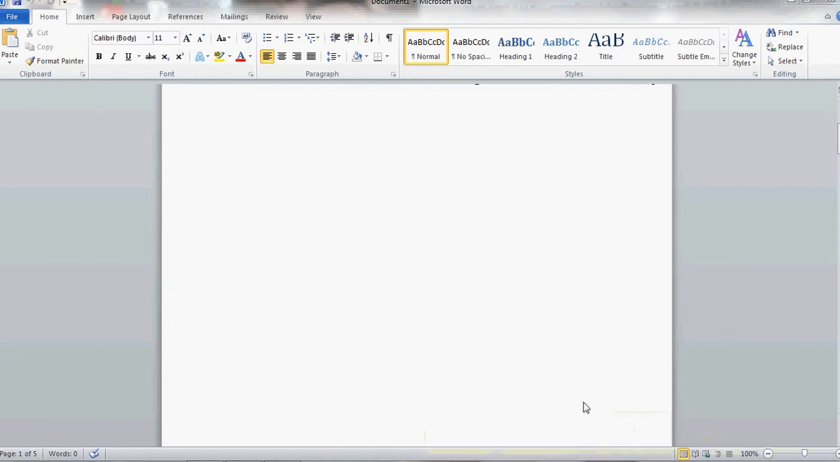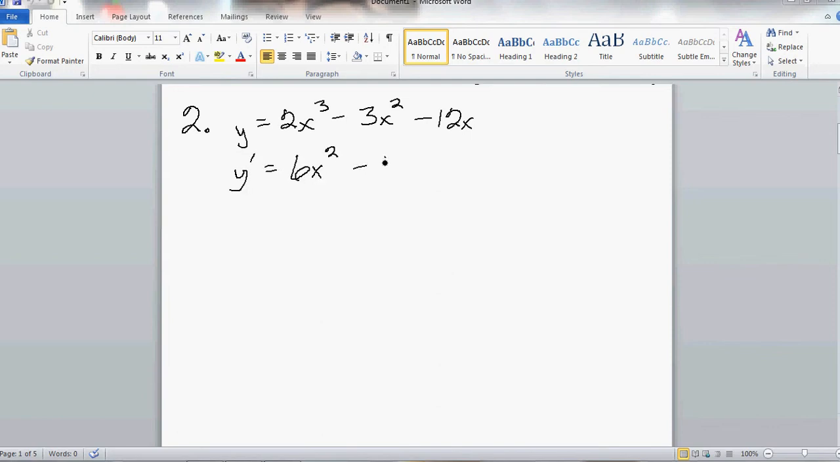So let's look at how to do this with number 2. y equals 2x cubed minus 3x squared minus 12x. And we are asked to find the extreme points. Well, we know how to find the extreme points. We just take the first derivative. So that would be 6x squared minus 6x minus 12.